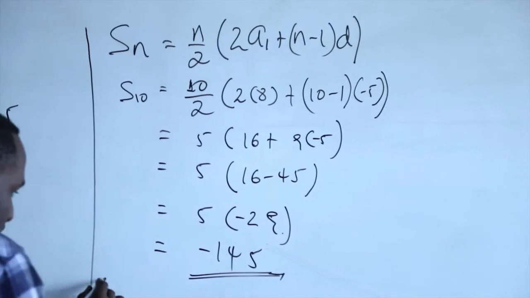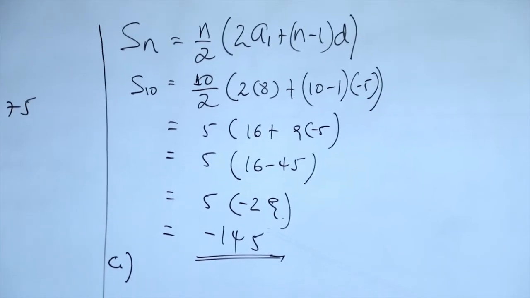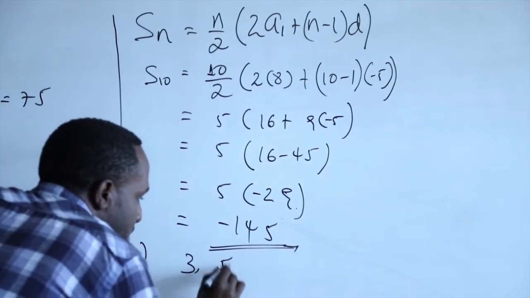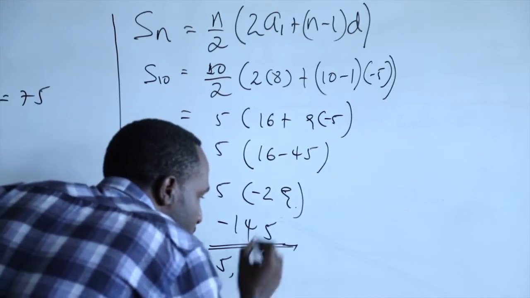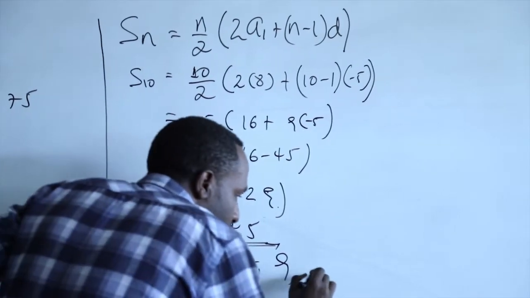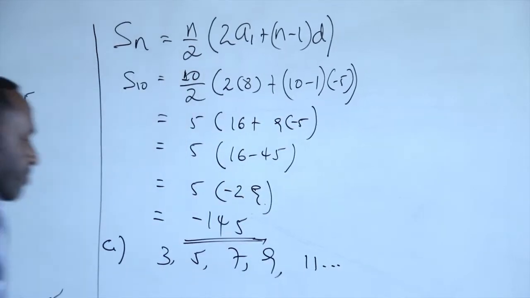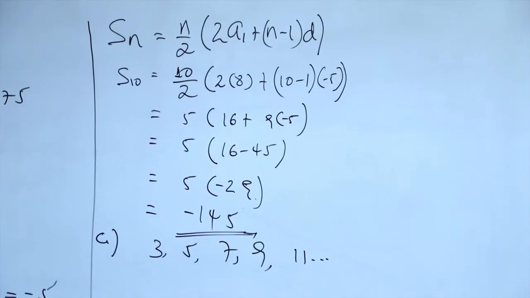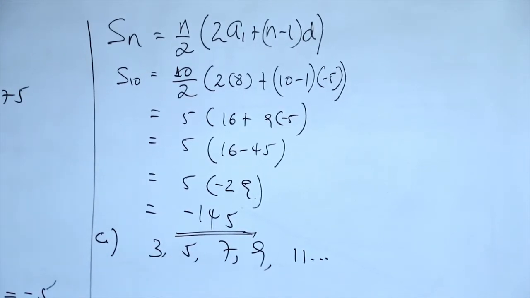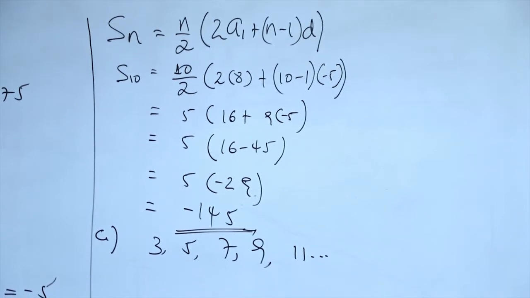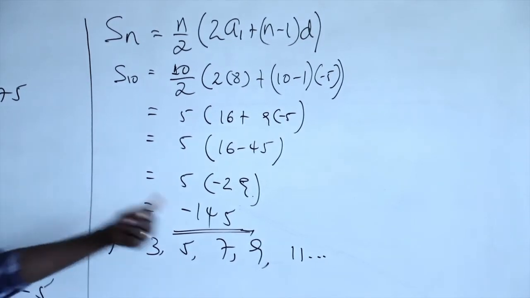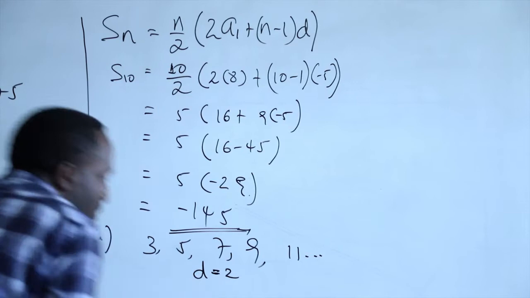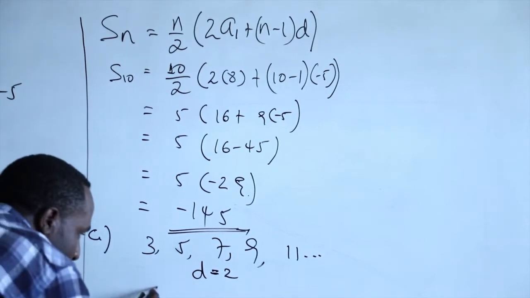Now the third example is part C. Part C is given, for example, the sequence 3, 5, 7, 9, 11 and so on. From this sequence, as you see here, we are asked to find the sum of the first 10 terms of the sequence. The first term is 3, the second term is 5. From this we can calculate d, which is equal to 2. So the formula can be used for S10.